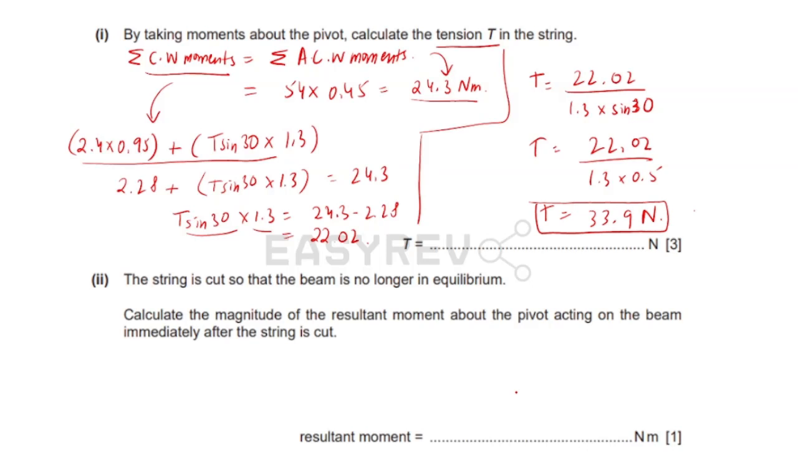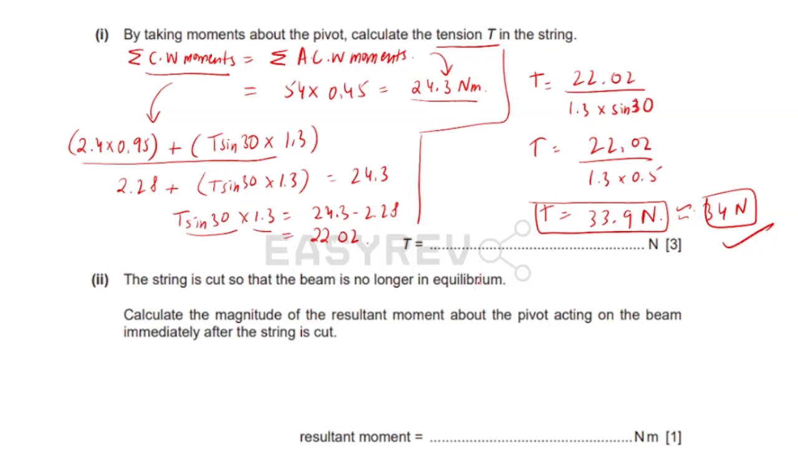Right? And so we can definitely round off 33.9 up to 34 newtons. And so that is your final answer. Alright, now let's look at the next part. The string is cut so that the beam is no longer in equilibrium. Calculate the magnitude of the resultant moment about the pivot acting on the beam immediately after the string is cut.